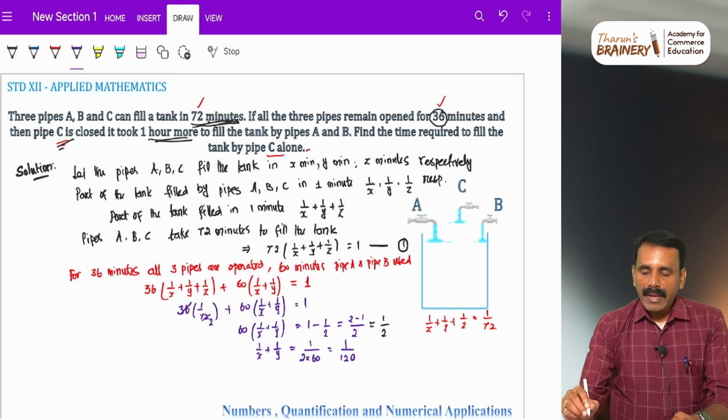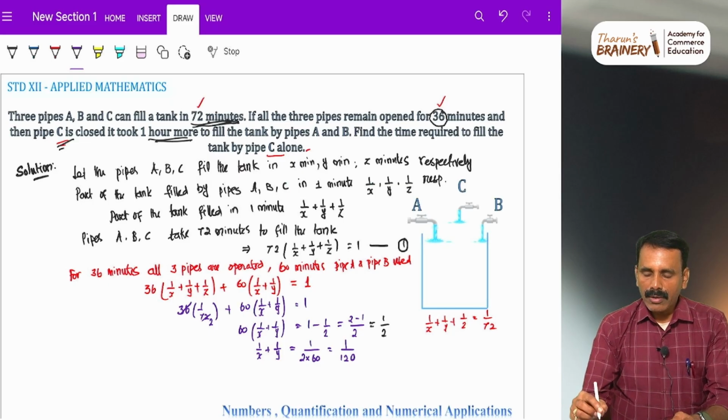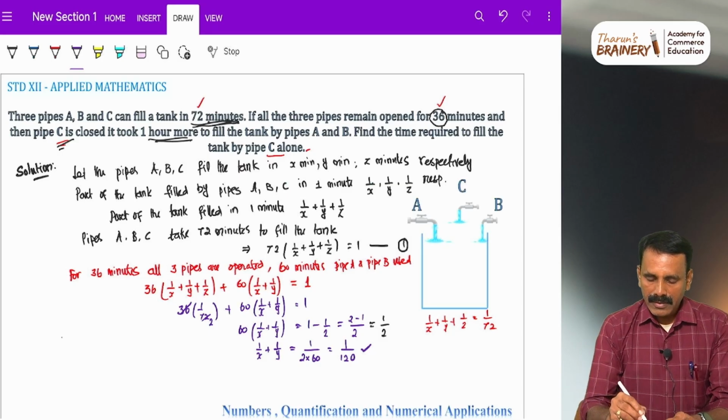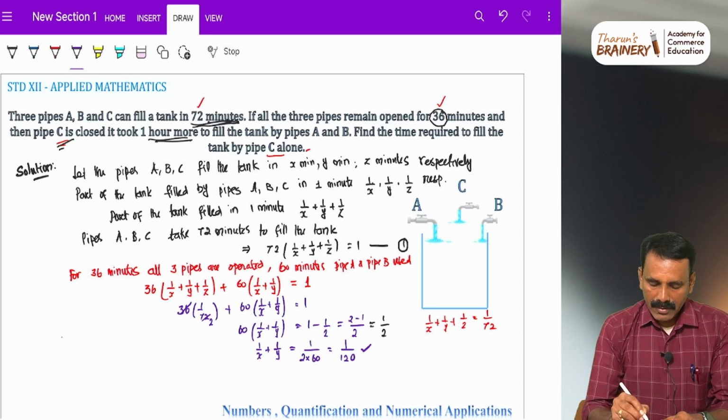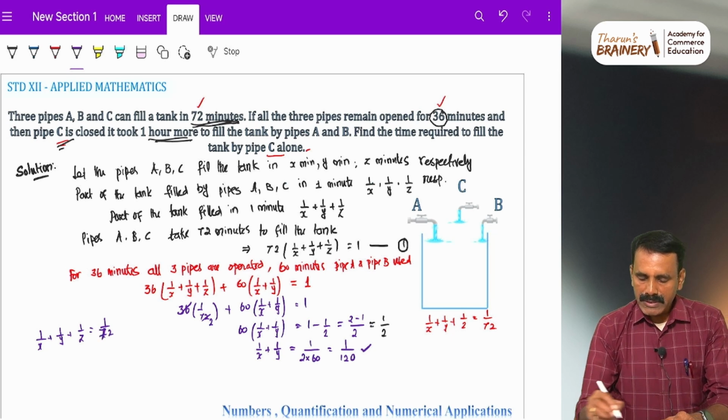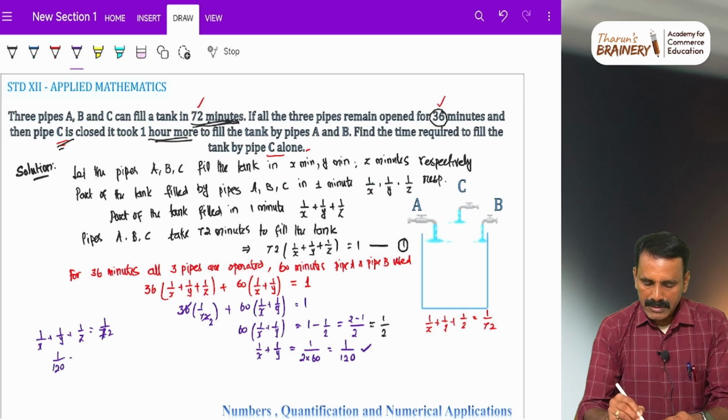So, when pipe A and pipe B are used to fill the tank, it will fill 1 by 120 part in 1 minute. Now, we take this expression and try to get the value for 1 by z. So, we have the expression 1 by x plus 1 by y plus 1 by z is equal to 1 by 72. 1 by x plus 1 by y is 1 by 120. So, 1 by 120 plus 1 by z is equal to 1 by 72. So, 1 by z is equal to 1 by 72 minus 1 by 120.